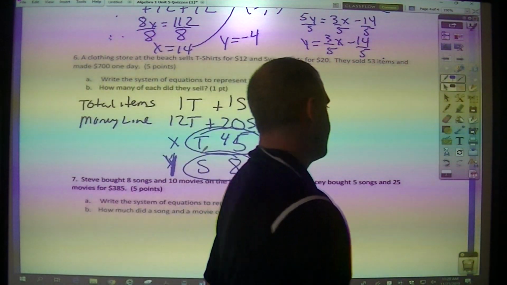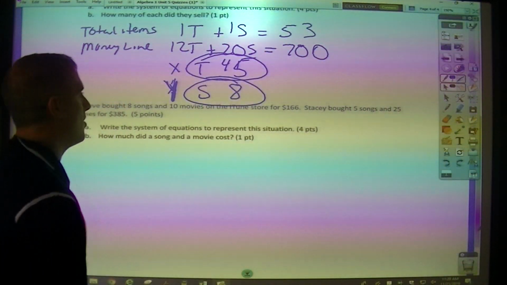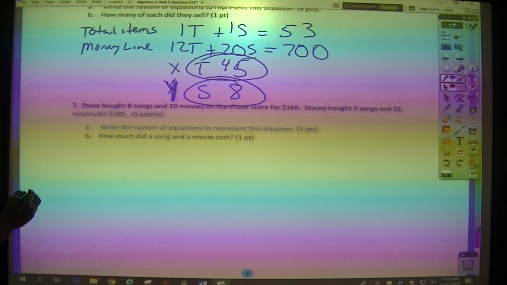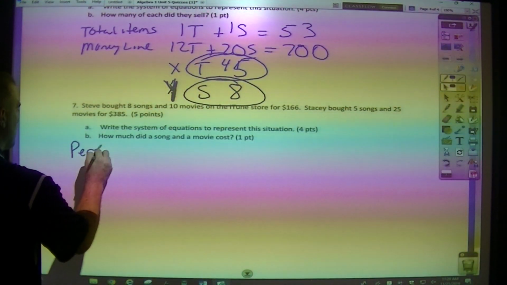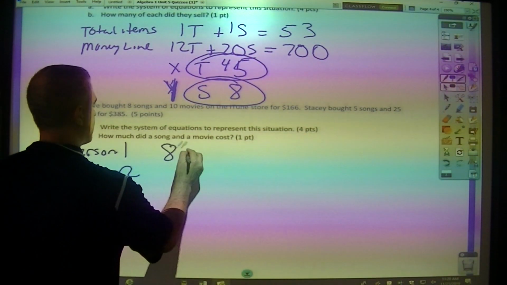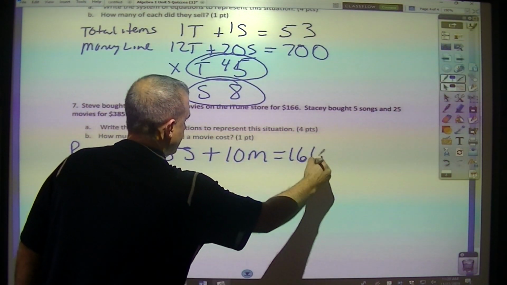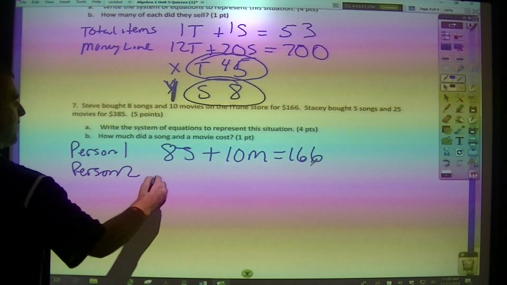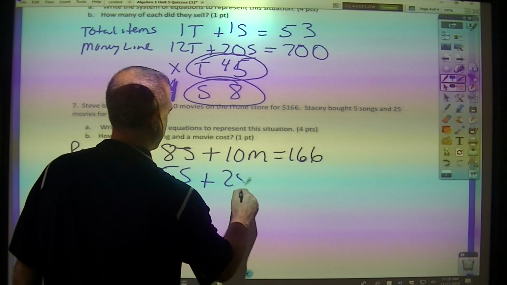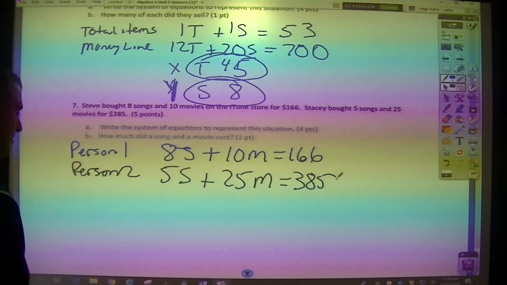Okay, Steve buys 8 songs and 10 movies from iTunes for $166. Stacy buys 5 songs and 25 movies for $385. So this is like a comparison. We're doing person 1 and then person 2. Person 1 bought 8 songs plus 10 movies for a grand total of $166. The next person bought 5 songs and 25 movies for $385. So that's what the system would look like.